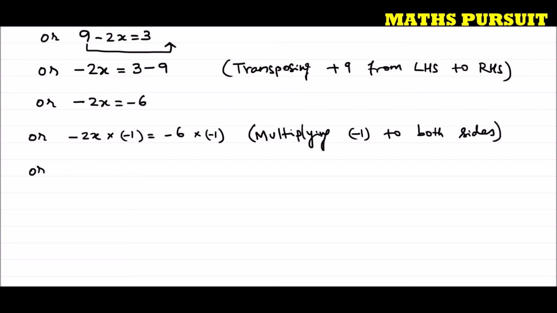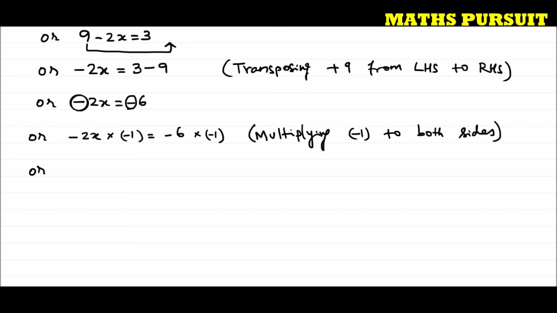Or I can write here, in the above step, what I did: multiplying minus 1 to both sides. Why did I multiply by minus 1? I need to eliminate this negative sign from the left side as well as this negative sign from the right side. In order to eliminate the negative sign, I need to multiply by minus 1, because we very well know that minus into minus becomes plus. For that reason, I multiplied.